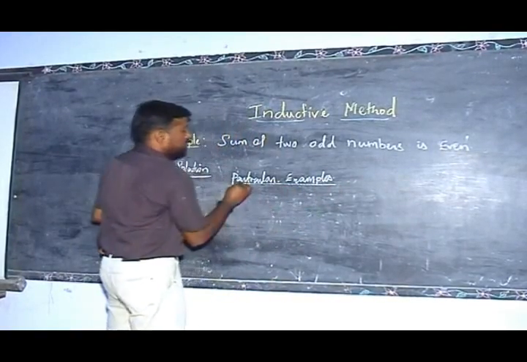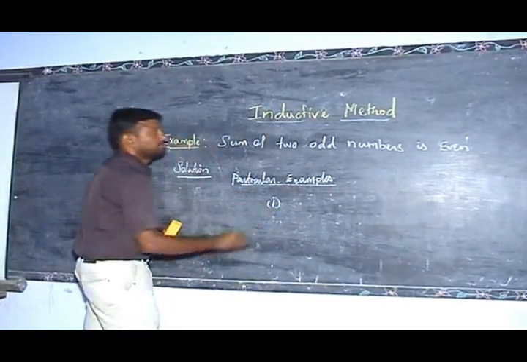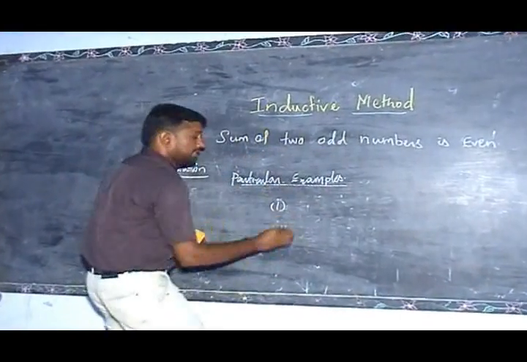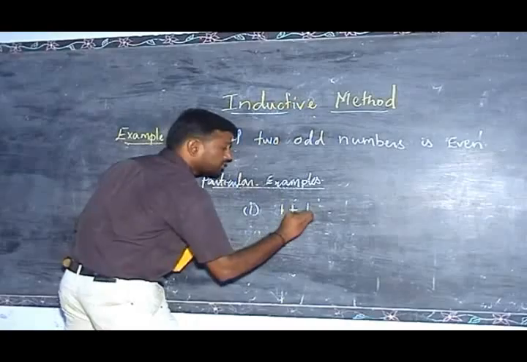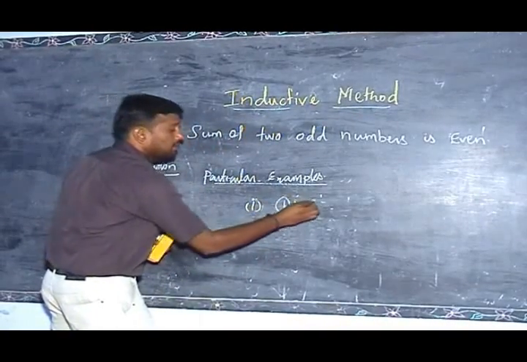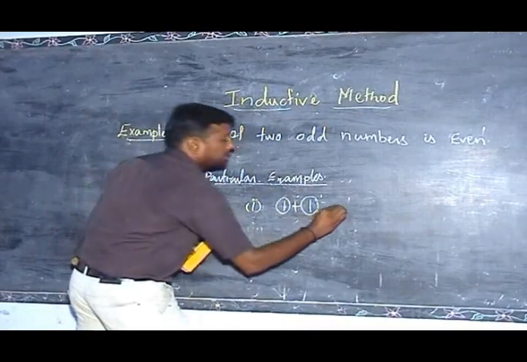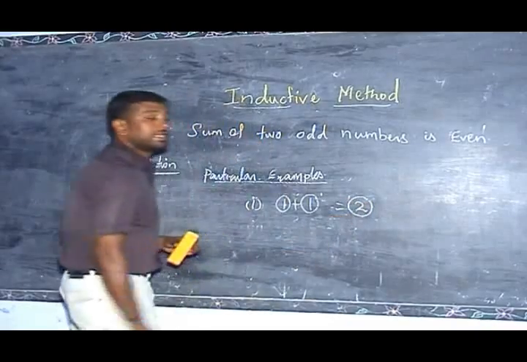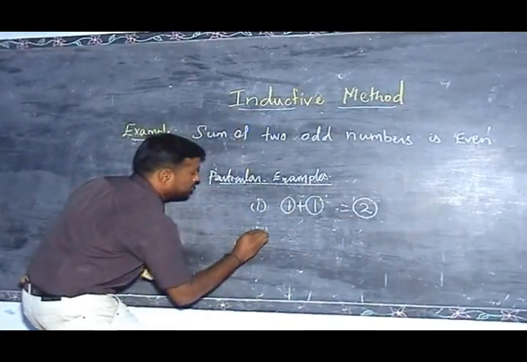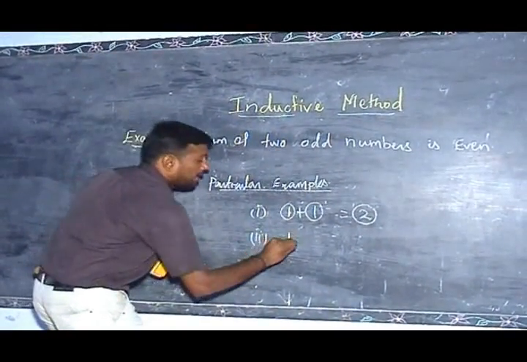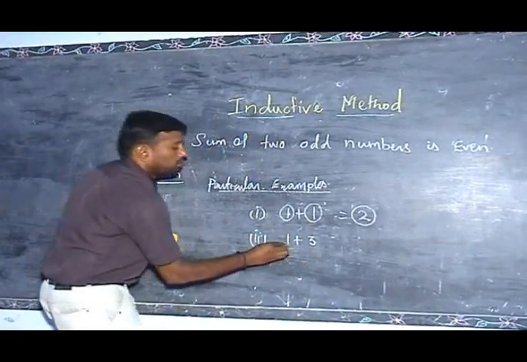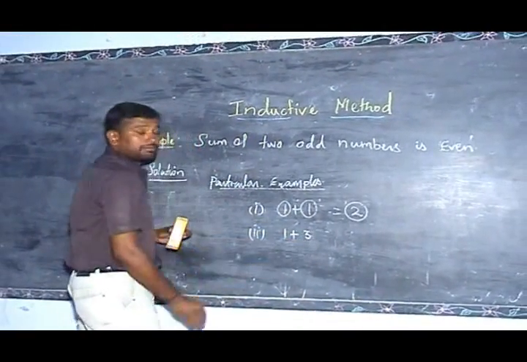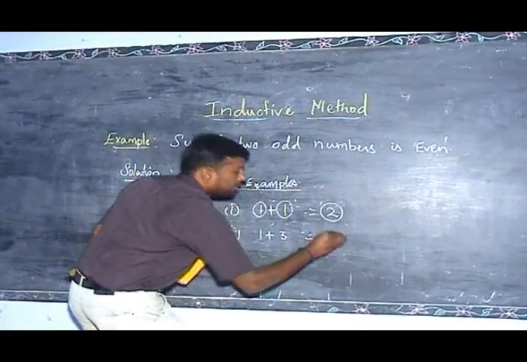It is example 1, the sum of 2 odd numbers. Here I take one odd number 1, then the second odd number is also 1. Therefore, 1 plus 1 is equal to 2. Then 2 is an even number. Then example 2, I take the first odd number 1, then the second odd number is 3. Then 1 is an odd number, 3 is an odd number, the answer 4 is an even number.